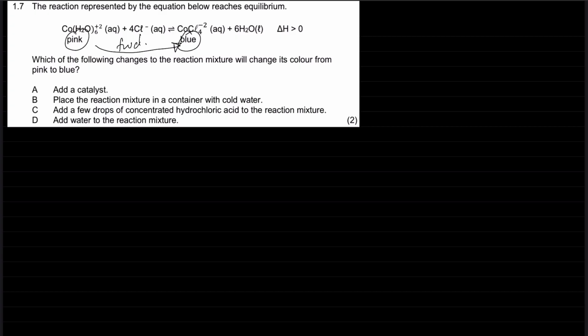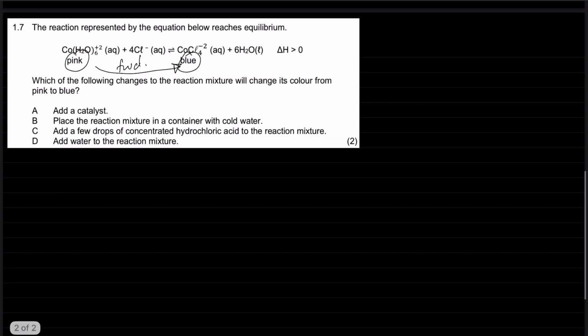If we add a catalyst, remember catalyst speeds up the reaction, it doesn't favor any reaction. B, place the reaction in a cold container with cold water. Would that work? Let's see. That would be decreasing the temperature. If you decrease the temperature, that's favoring the exothermic reaction. So it's actually going to stay pink.